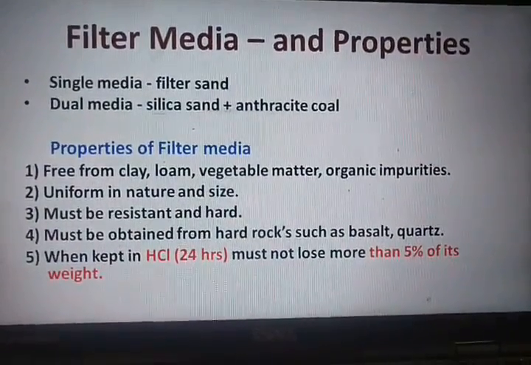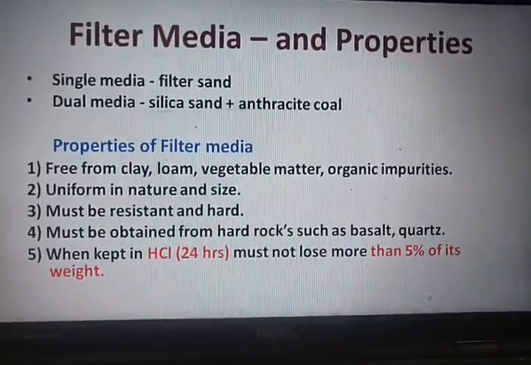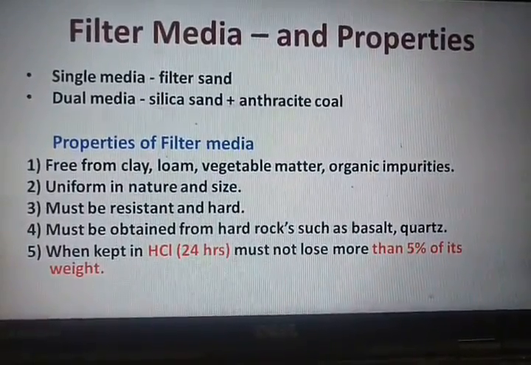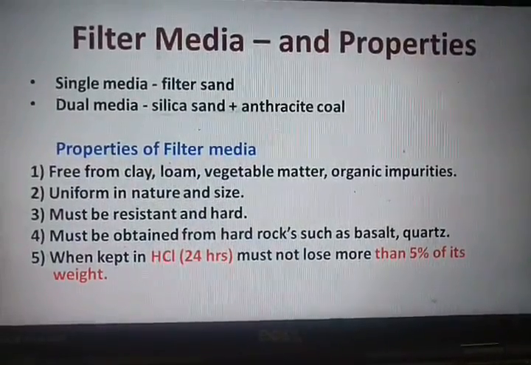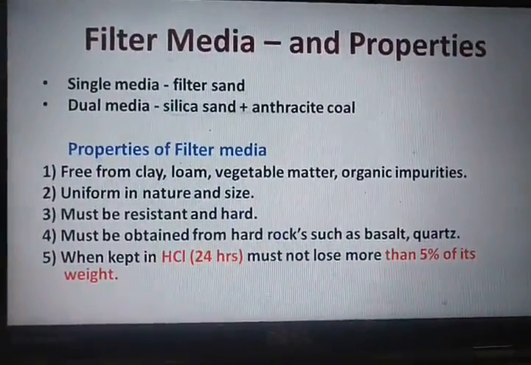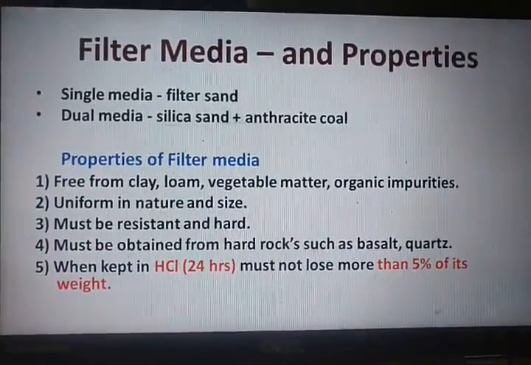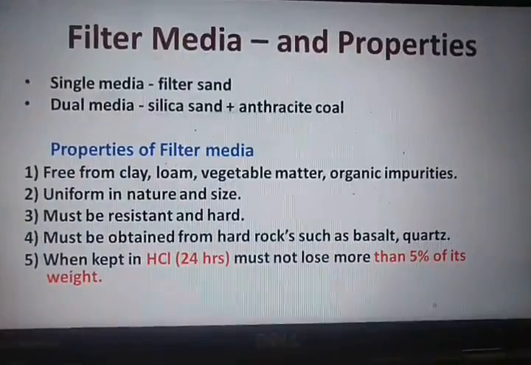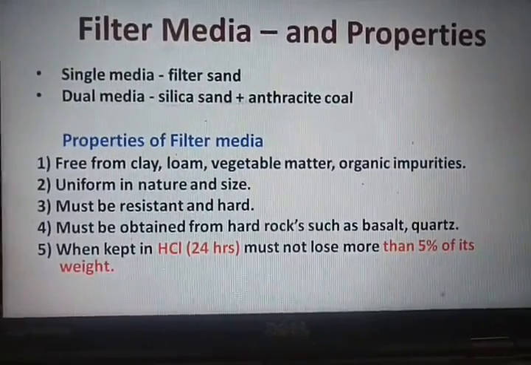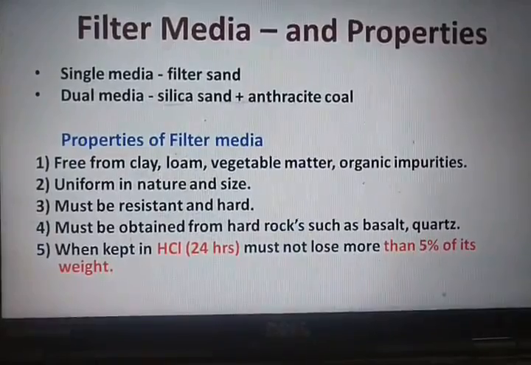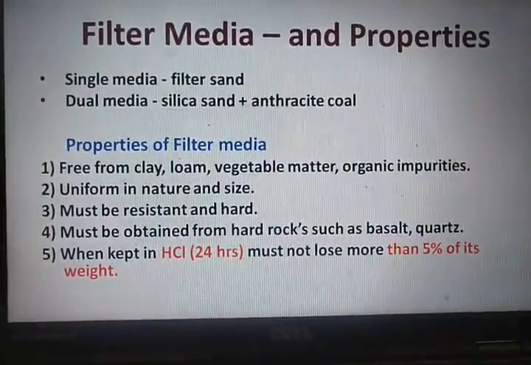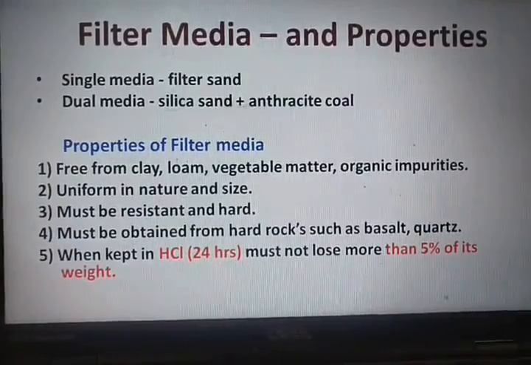Like I was telling, the filter media is usually granular material, and sand for most of the filters. But nowadays the sand and other granular material is also replaced by some synthetic material to increase the area of cross section and also to increase efficiency. Nevertheless, the properties of a good filter media should be as follows. First, it should be free from clay, loam, vegetable matter and organic impurities. That means whatever sand you are selecting should not contain much clay, organic matter and loam.